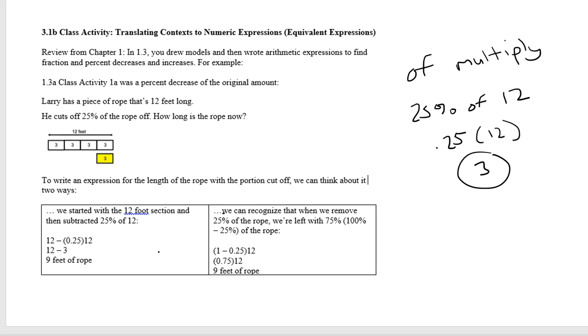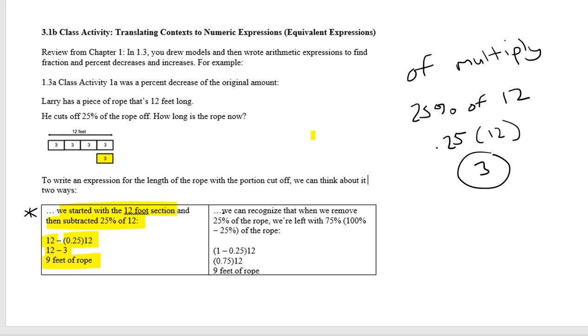Now if we are going to write the math for this situation, here's one way that we can do it. We started with the 12-foot section, and then we subtracted 25% of 12. Okay, so the 12-foot section, then we subtracted 25% of 12, which was 3, and then 12 minus 3 leaves us with 9.